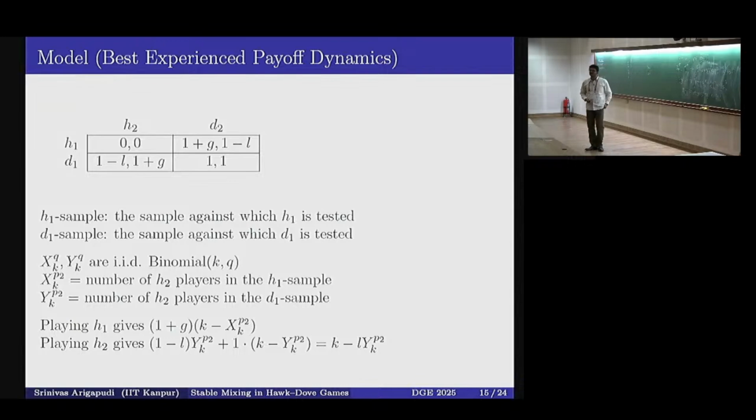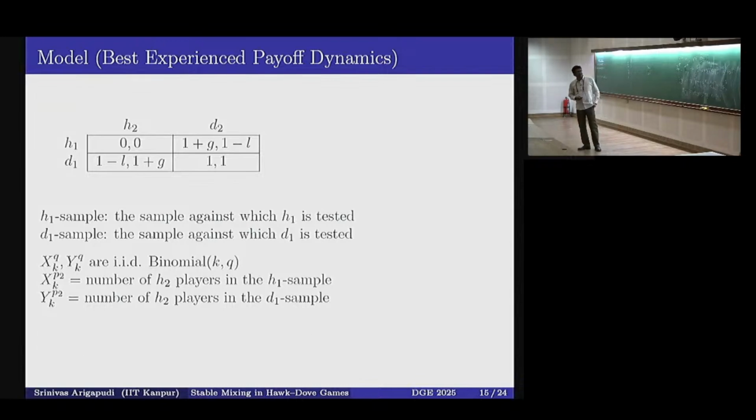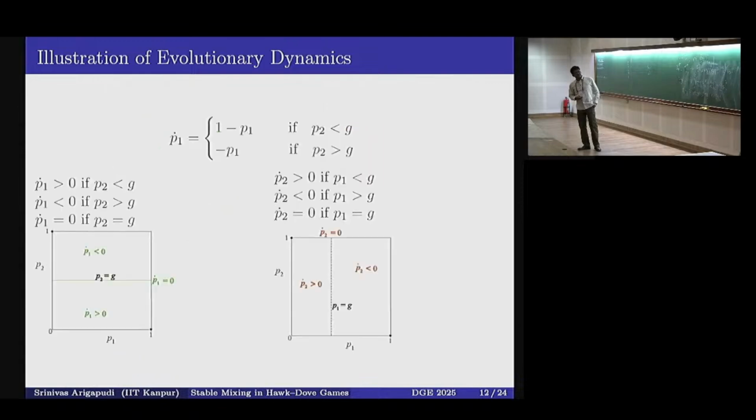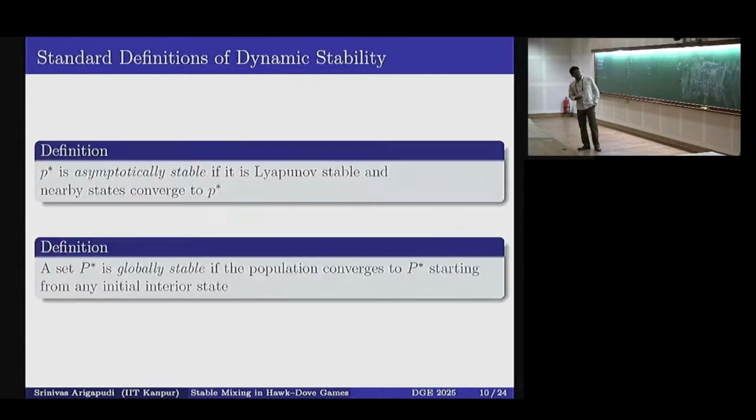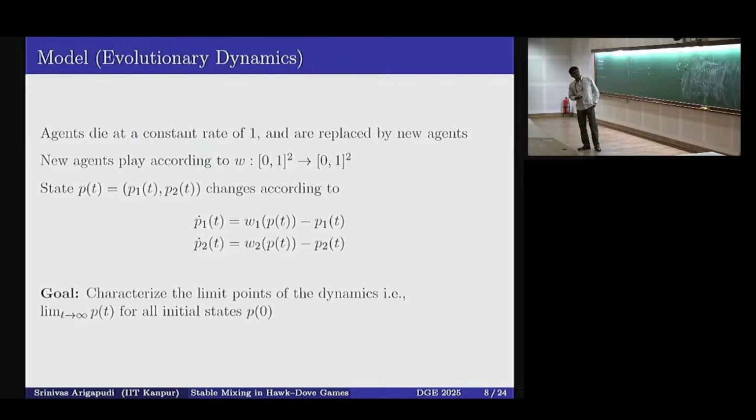So W1 plus W2 has to be 1, right? Because otherwise the simplex won't be invariant. One second. So in slide 8, you have P1 dot is W1 minus P1. Yes. The W you have written is a function from this square to this square. Can it be any function or should it be a special function? W1 has to be between 0 and 1. W2 should also just be between 0 and 1. Should W1 plus W2 be equal to 1? No, not necessary.